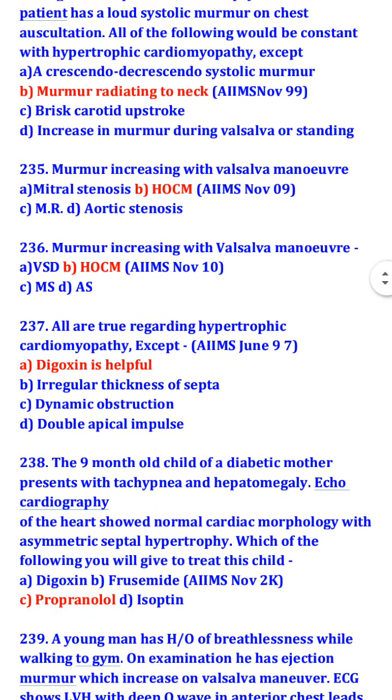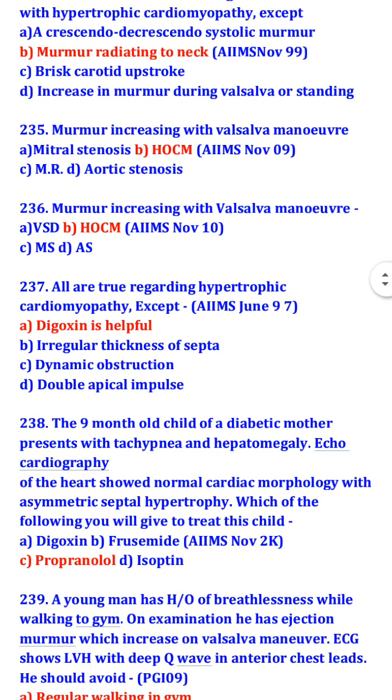All are true regarding hypertrophic cardiomyopathy except that digitoxin is helpful. So, what is true regarding HOCM? Irregular thickness of septa, dynamic obstruction, and double apical impulse.